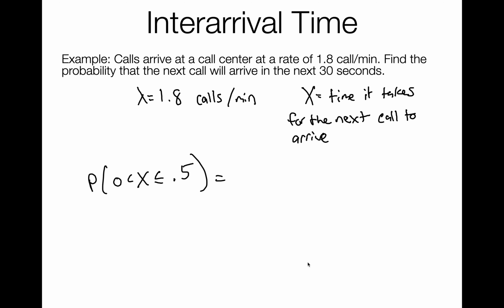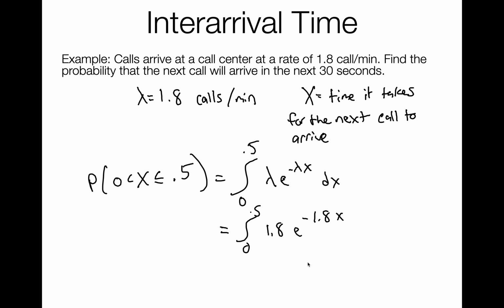Now, by the definition of probability for continuous random variables, I find this probability by integrating over the PDF. So I'd integrate from 0 to 0.5 of lambda e to the negative lambda x dx. Of course we could substitute those numbers in: 0 to 0.5, 1.8 e to the negative 1.8 x dx.